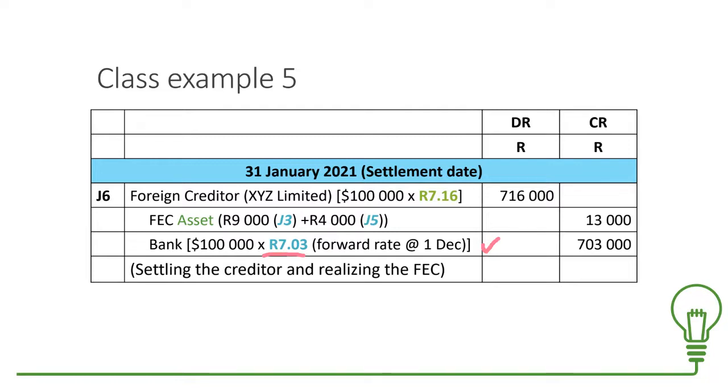We're paying the bank 703,000, right? Then we are eliminating or de-recognizing any FEC asset or liability. And how do we come up with this amount? Well, we first had a profit of 9,000. We then had a profit of 4,000, which means that we should have a total of 13,000. So we must remove or eliminate that 13,000. And then the foreign creditor is calculated at 100,000 times the spot rate that he needs to be settled at, and that is 716,000 Rand. Okay, and that's the payment of the creditor and the elimination and de-recognition of the FEC.